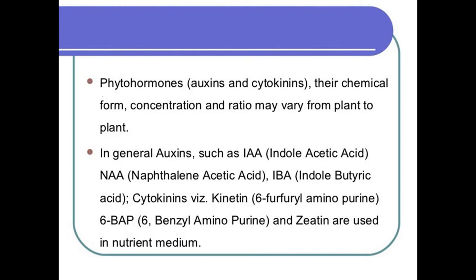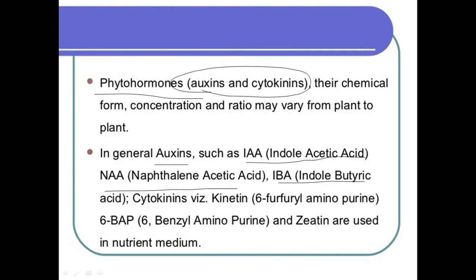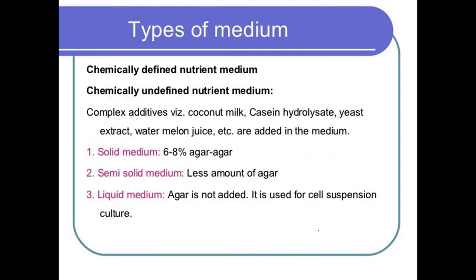An important aspect is the use of phytohormones. No doubt they are needed in very small concentrations, but they are important for the success of the growth of tissue in in vitro condition. Generally used auxins are IAA, that is indole acetic acid, NAA and IBA, whereas the cytokinins, which we are using for the induction of shoots, are kinetin, BAP and zeatin. They are used in the nutrient medium.